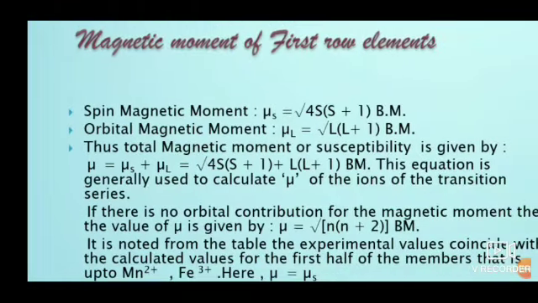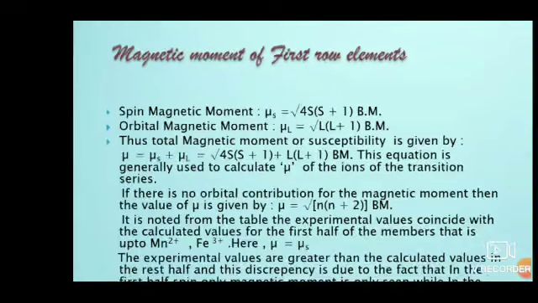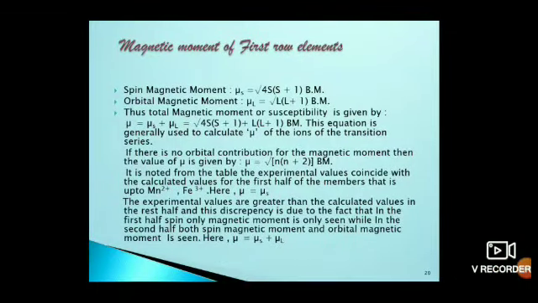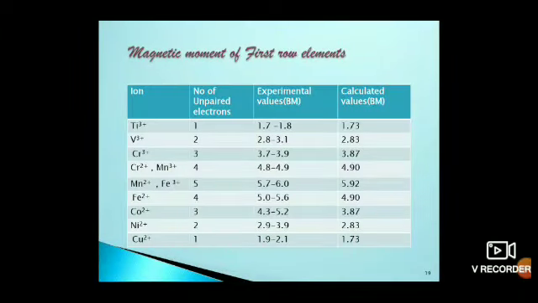So this equation is generally used to calculate mu of the ions of the transition series. If there is no orbital contribution to the magnetic moment, then the value of mu is given by mu is equal to square root of n into n plus 2 Bohr magnetons. So this is about the calculation of magnetic moment and magnetism of the 3d series elements.